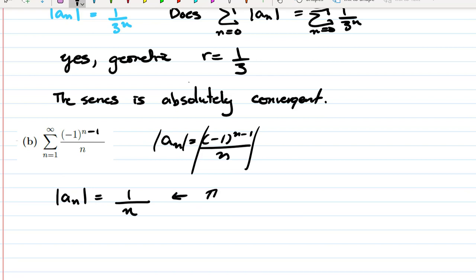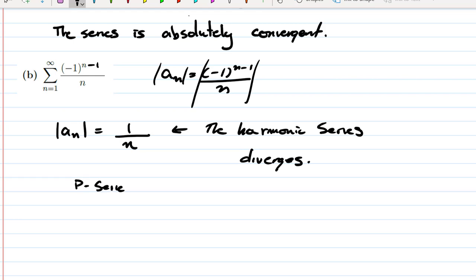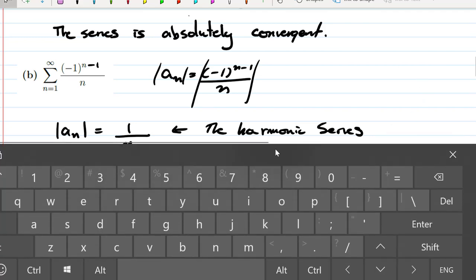And this is the harmonic series, and the harmonic series is known to diverge. We could also note that it is a p-series with p equals 1, which gives us the same conclusion, that the series diverges.